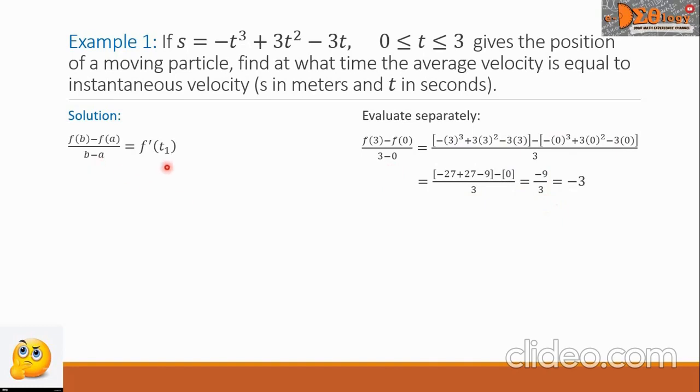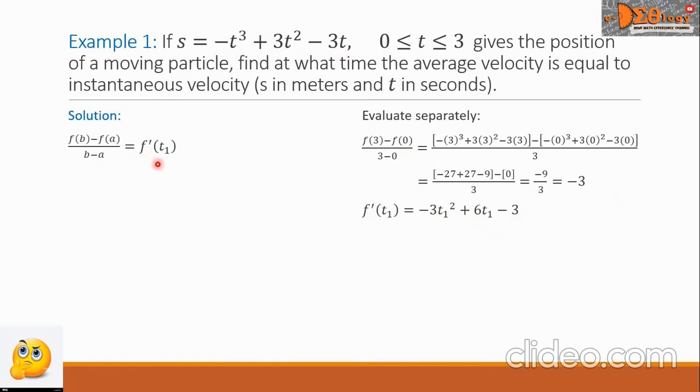Next, the right side, f prime of t sub 1. We're going to take the derivative of our function and evaluate it at t sub 1. The derivative of this negative t cubed is negative 3t squared, but we will write here negative 3t sub 1 squared. The derivative of 3t squared is 6t, but we will write here 6t sub 1, minus the derivative of 3t, which is 3. So this is our value for the right side.